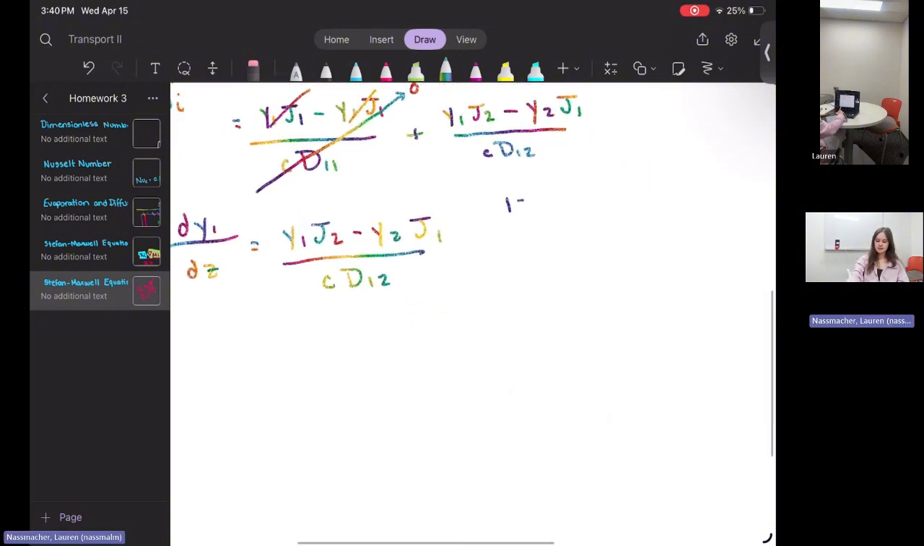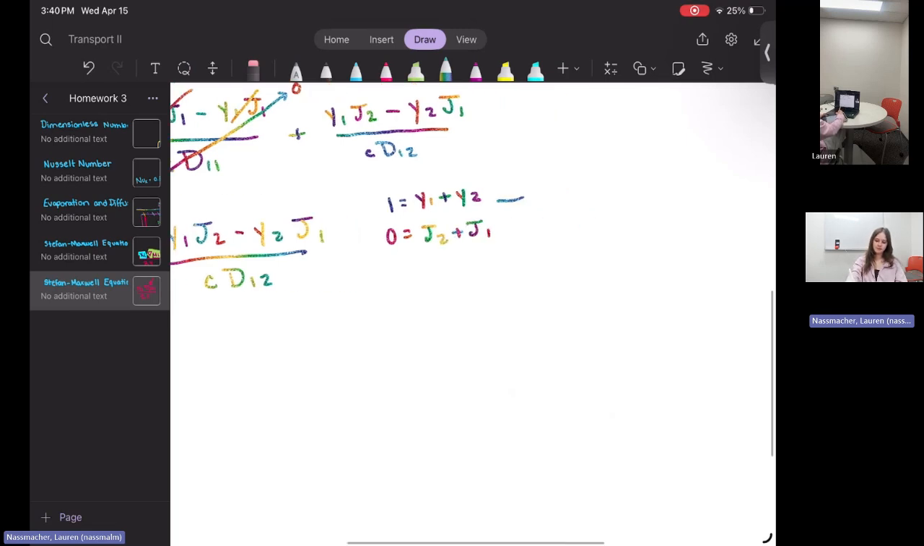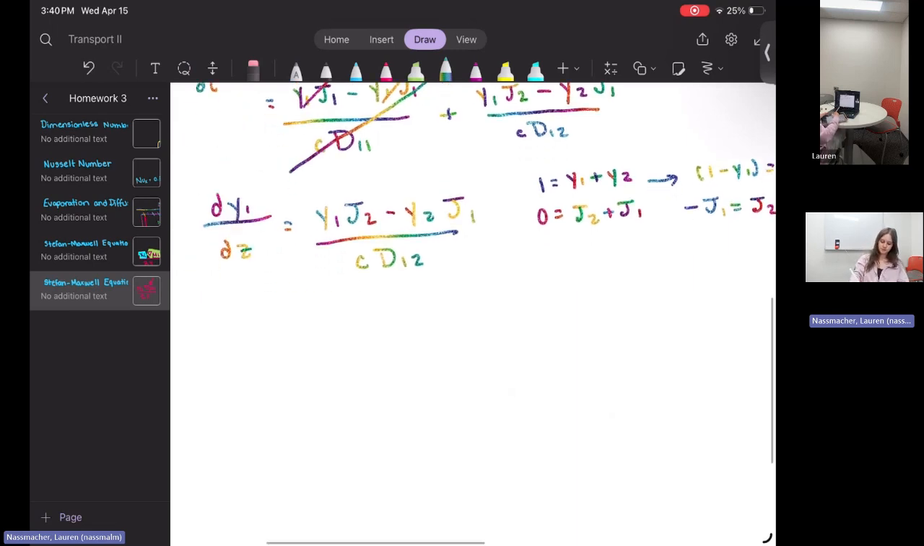From here, we know that 1 is equal to y1 plus y2, or the mole fraction of 1 plus the mole fraction of 2, because they have to add up to 100%. We also know that the diffusive fluxes added together, so J2 plus J1, has to equal 0. So 1 minus y1 must be equal to y2. One minus one of our mole fractions has to equal the other mole fraction. And the negative of our diffusive flux of 1 is equal to our diffusive flux of 2.